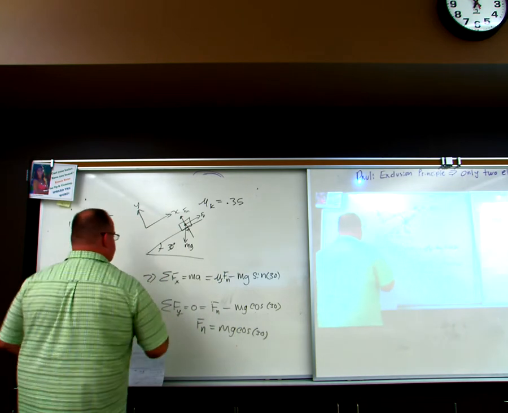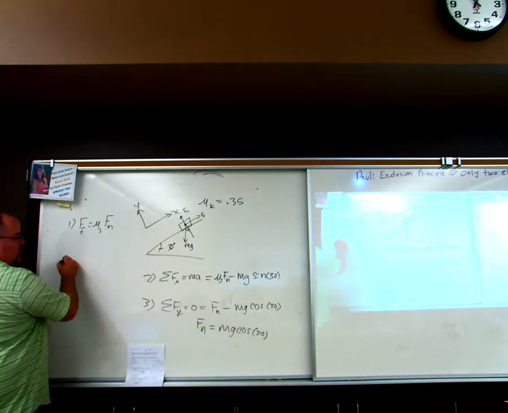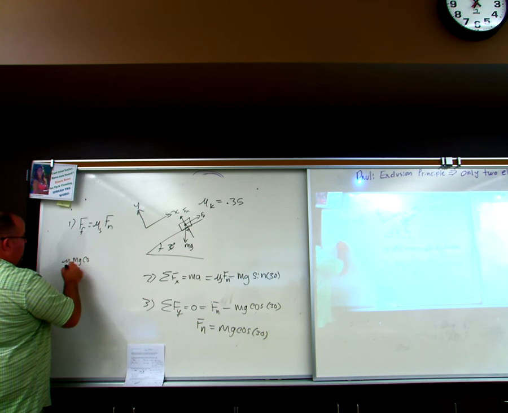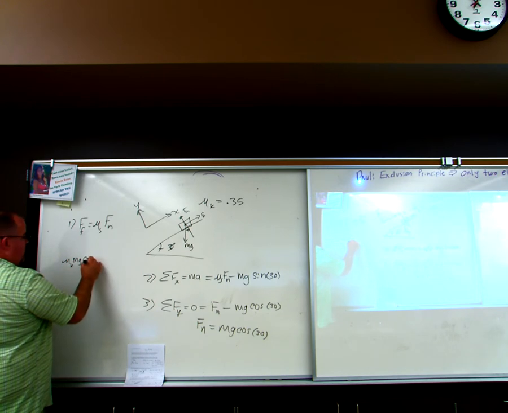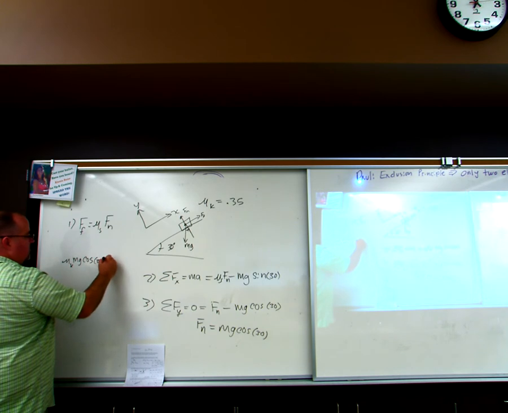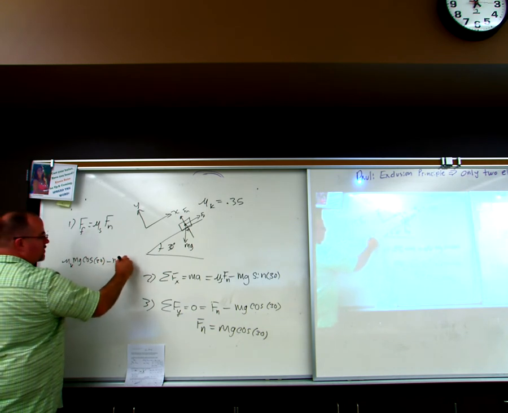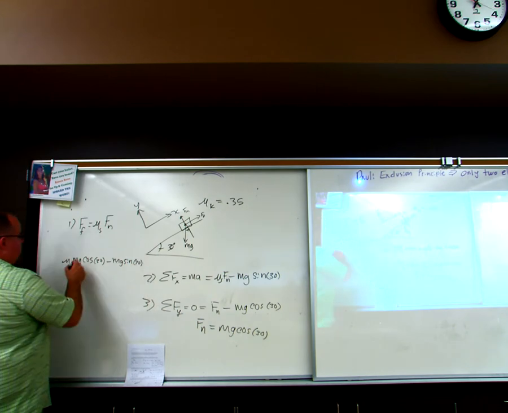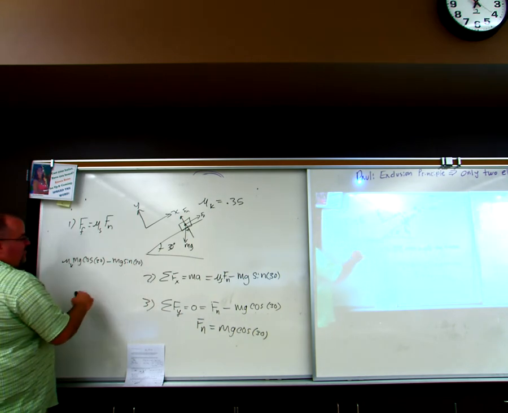You can plug this back in here. So mu sub s, mu sub k. Mathematically, it works out the same. mg cosine 30 minus mg sine of 30. And you cancel out the m's, right? Yeah, that's why I didn't give you the mass, because they're going to come out in the wash anyways.